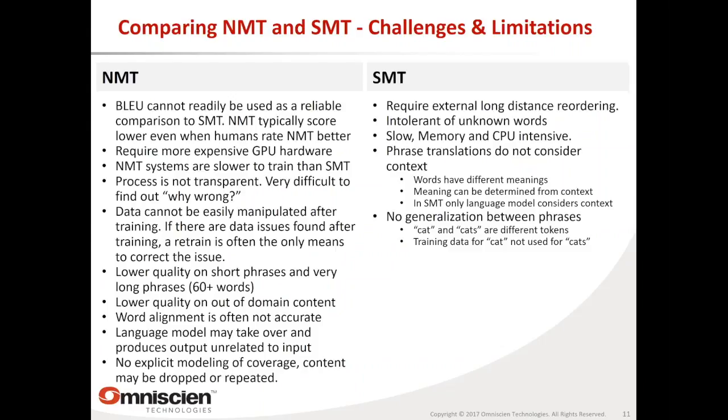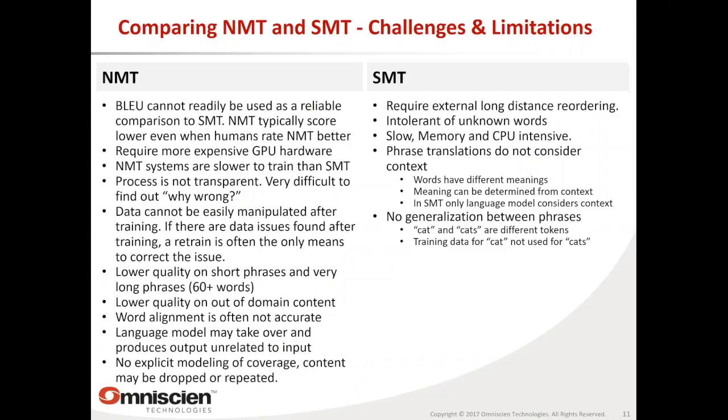The data can't be manipulated easily, so after training, if you've got an issue, the only real solution is to fix the data issue and train it again. NMT doesn't do very well on very short phrases or very long phrases, so that's some of the challenges. Lower quality is a definite issue when you have out-of-domain context. SMT is much more tolerant on out-of-domain context. Word alignment is often less accurate, and we'll talk about that again a little bit later.